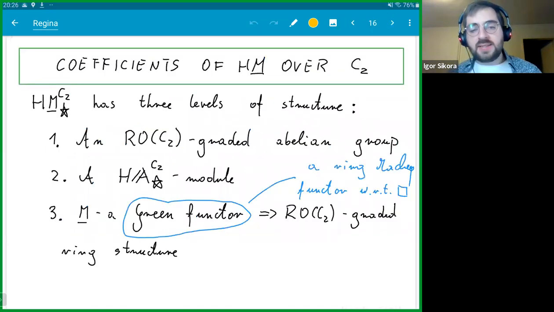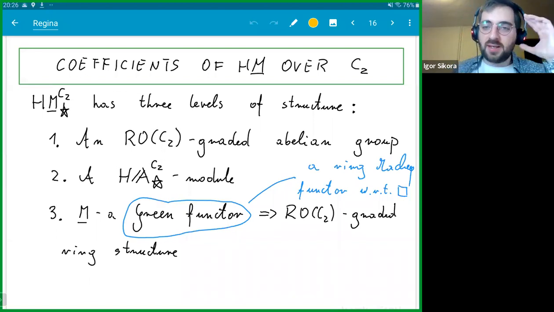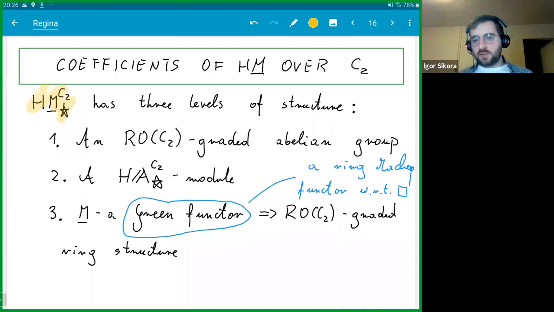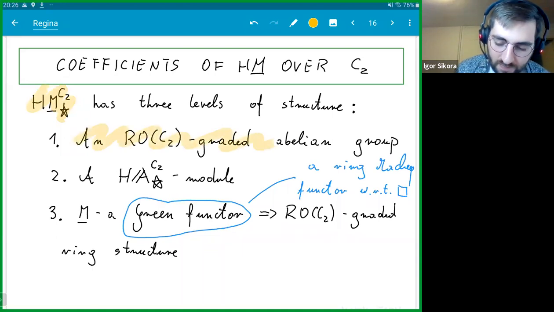Okay, now let's discuss the coefficients of Eilenberg-MacLane spectra over C2. Probably what I will be saying generalizes also to all finite groups, but I specialize here to the cyclic group of order 2. So these coefficients have 3 levels of structure. Firstly, it is an RO(C2) graded abelian group. This is the basic level of the structure.